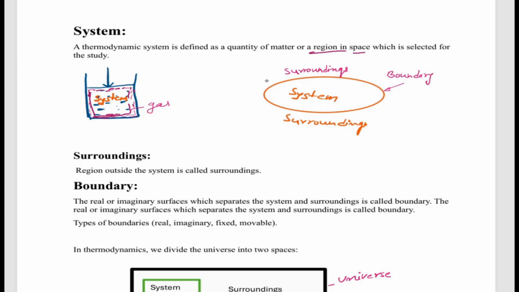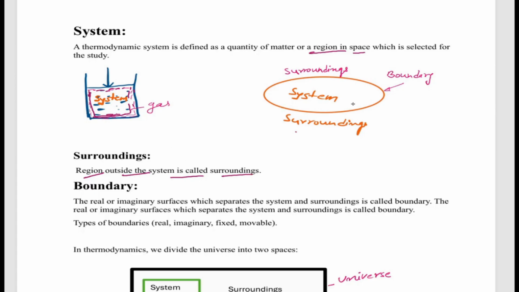Similarly, in a line diagram, we can show this one. This is the system. The rest of the things outside the system are called the surroundings. All other things except the system are called surroundings. The region outside the system is called the surroundings.